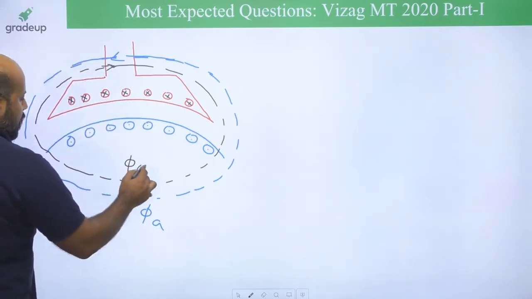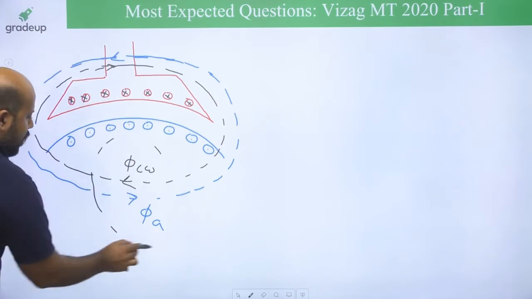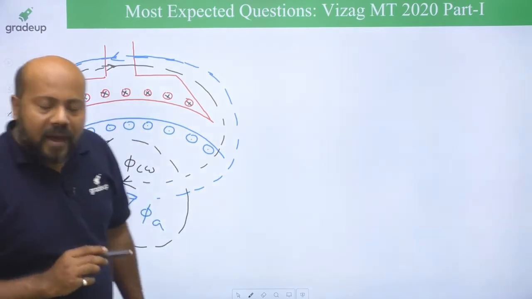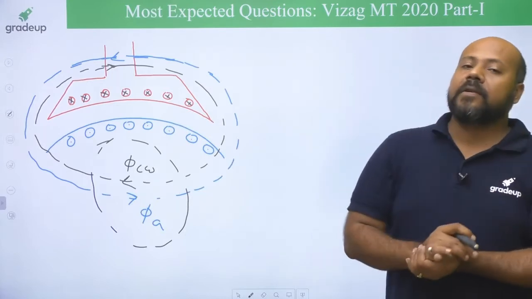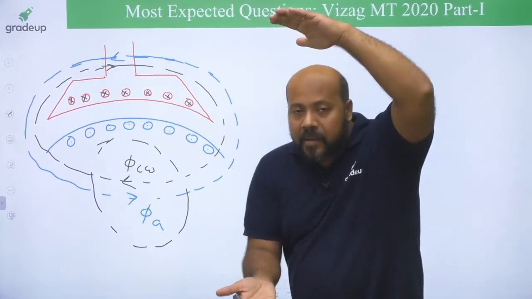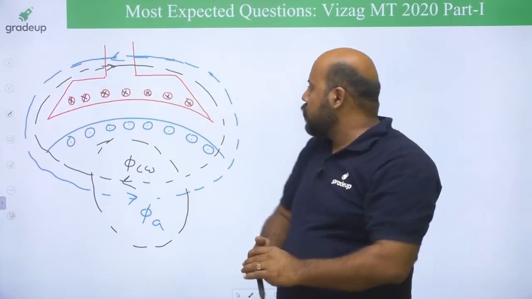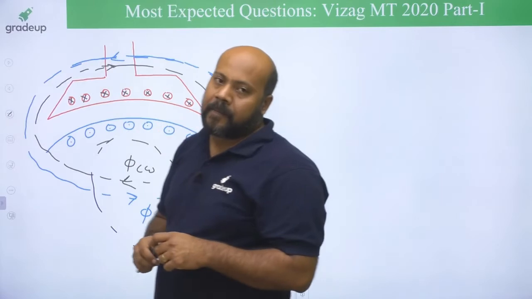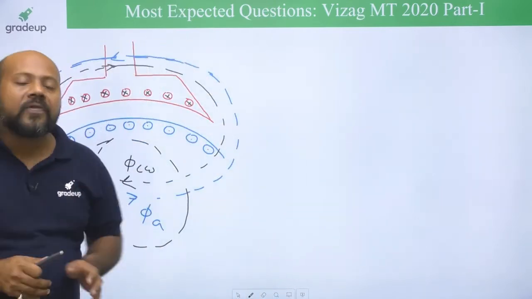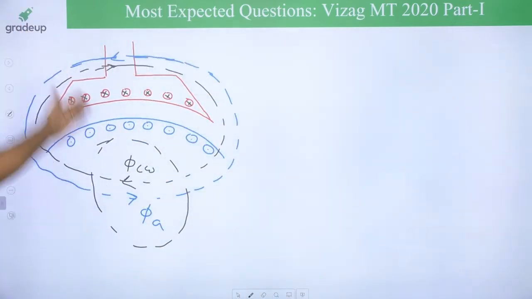This is compensating winding. So what is the Nazara? The Nazara is that compensating winding neutralizes the cross magnetizing effect of the armature reaction under the polar region, under the pole shoe. This is the pole shoe. Under the polar region, the cross magnetizing effect of the armature reaction is being nullified or compensated by using the compensating winding.